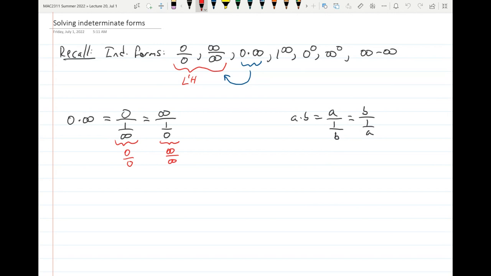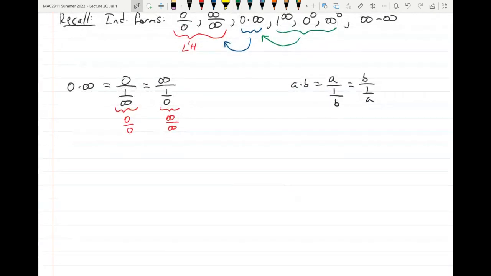That's the trick. Now, for the other three, 1 to the infinity, 0 to the 0, and infinity to the 0, which are the exponential-like ones, we deal with them in the same way. Whatever we do to one, we do the same thing to the other two. We do a trick, and that trick is going to turn them into a 0 times infinity situation. And once we have a 0 times infinity, we already know what to do to get to the first two, either 0 over 0 or infinity over infinity. And then ultimately we use L'Hopital's rule. Hopefully you see here why L'Hopital's rule is the key. Everything at the end boils down to L'Hopital's rule. Let me explain what the trick is.